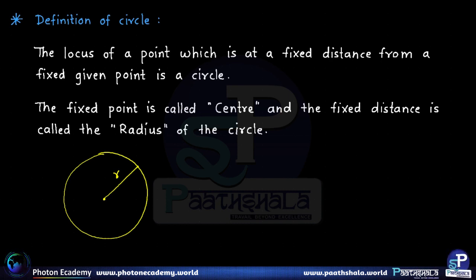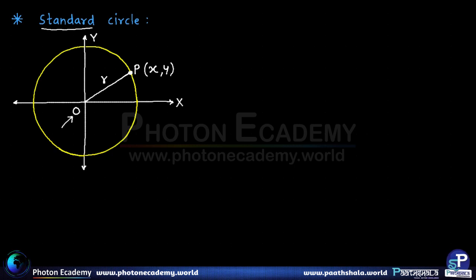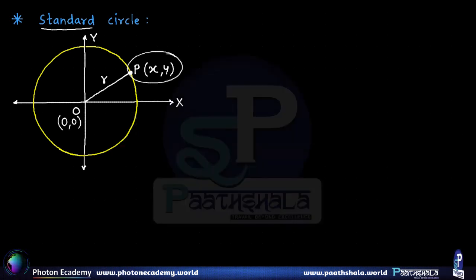Now let us see a specific case of a circle and try to find its equation. That is called a standard circle. By the word standard, it means that its center is at the origin itself, right? So if its center is at the origin, the coordinates of its center are 0, 0. To develop an equation of this circle, we consider any general point on the circle, say x, y, which are its coordinates, and r is the radius which is given to us. So the radius and the center, that is the origin, are given to us.